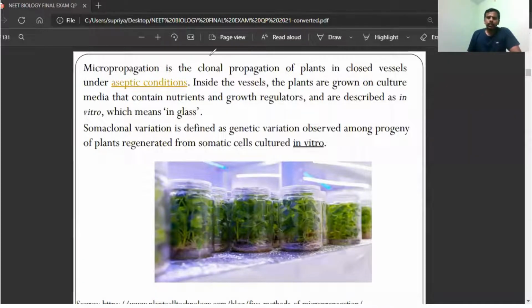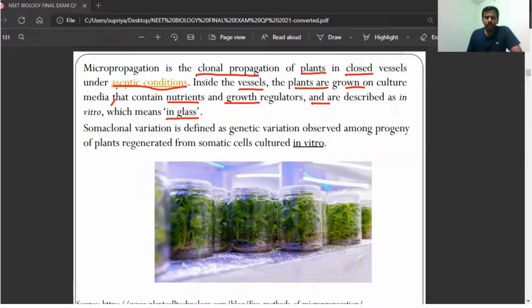See, what is actually micropropagation? Now see, students, it is the clonal propagation of plants in closed vessels under aseptic, sterile conditions. Inside the vessels, the plants are grown on culture media that contain nutrients and growth regulators, and this is described as in vitro, which means in glass, in a test tube, beaker, flask or any other bottles.